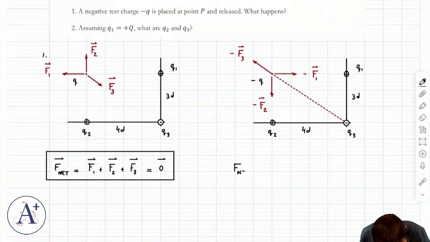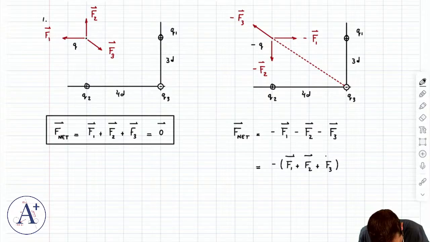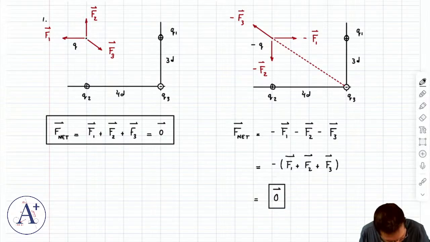Okay, so then what is the net force acting on this thing? Well, F net, by definition, is just the sum of these vectors. It's minus F1, minus F2, minus F3. Okay, but that's minus the quantity F1 plus F2 plus F3. And what we know about these is that they add up to 0. And so, okay, the net force is therefore still 0.